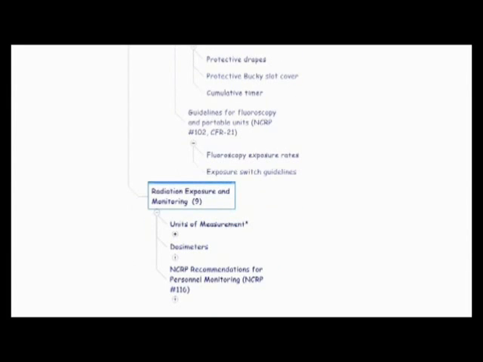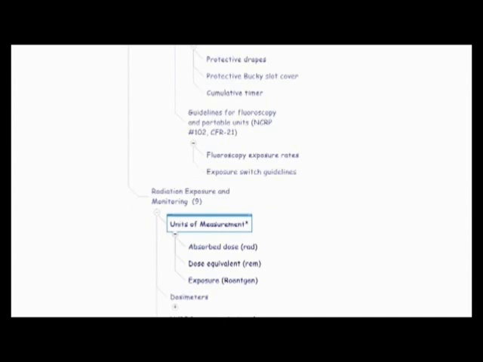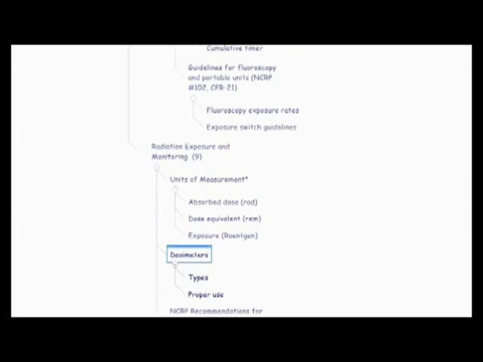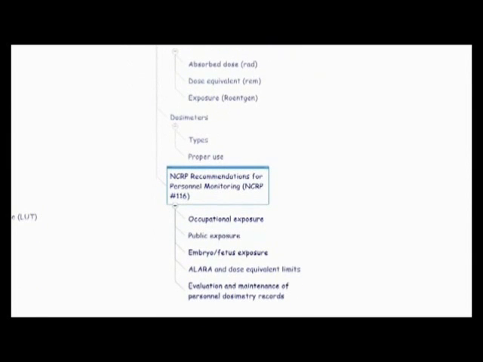Now we're going to move to radiation exposure and monitoring. You know, first the units of measurement, absorbed dose, dose equivalent, exposure. There's dosimeters, there's the different types, the proper use. There's NCRP recommendations for personal monitoring. There's occupational exposure, public exposure, embryo and fetus exposure, ALARA and dose equivalent limits, and evaluation and maintenance of personal dosimetry records. So that was the radiation protection section.